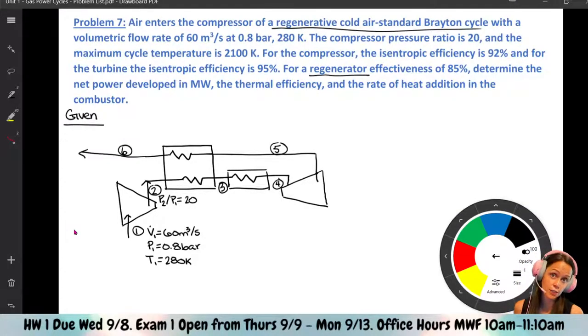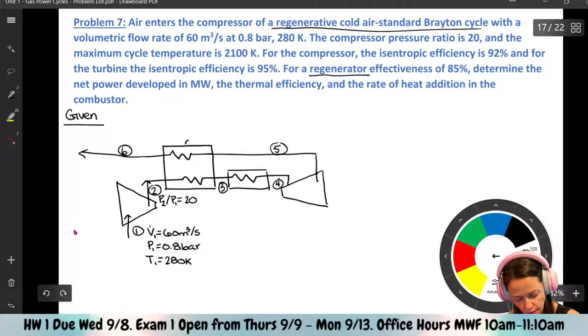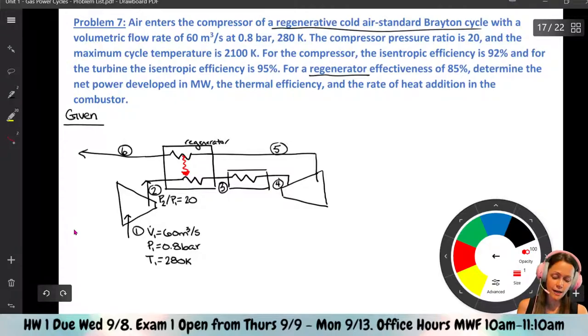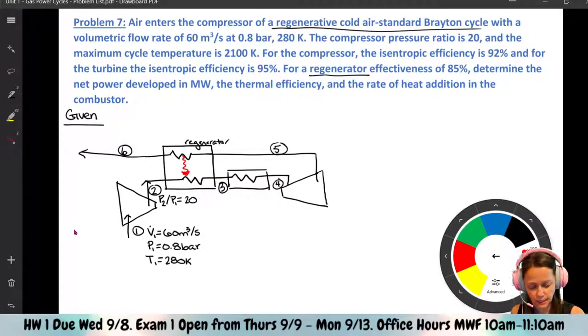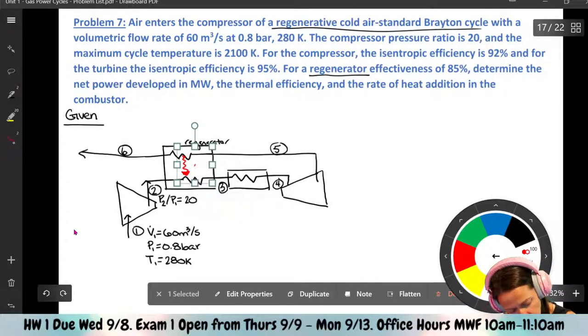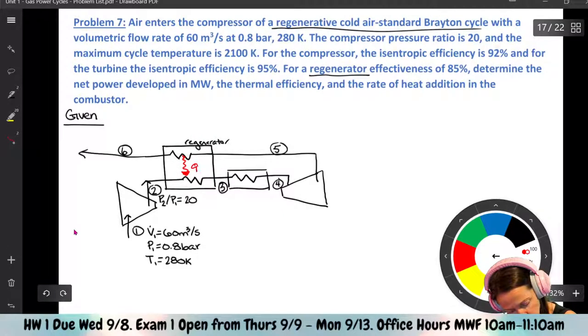So I can reason out where the highest temperature is going to be. From 1 to 2 the temperature goes up because it's a compression process. Then I recognize this box right here is my regenerator, and the whole point of that regenerator is to transfer heat that would have been wasted leaving in the exhaust. I want to redirect some of that heat back into the cycle. This is Q regen.